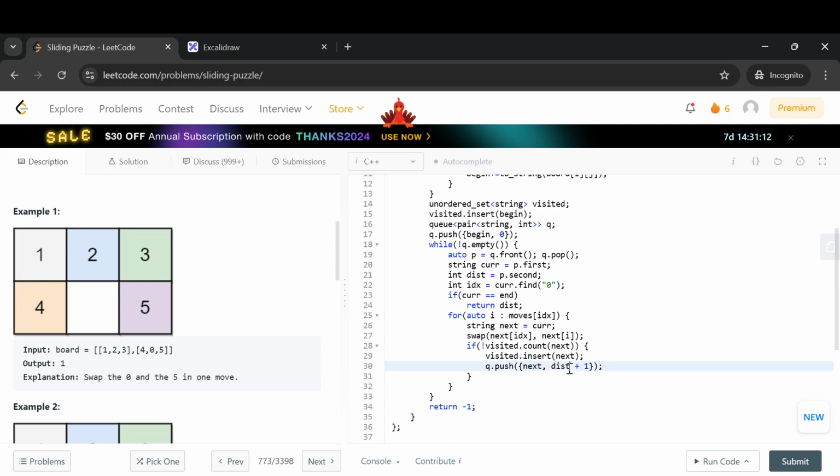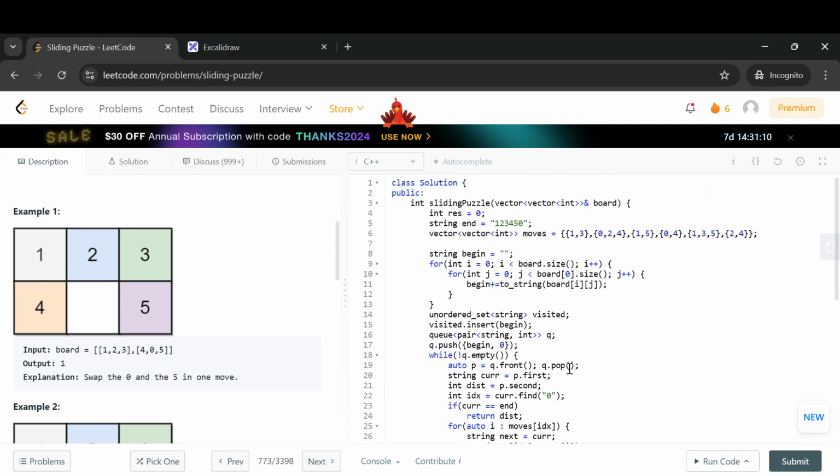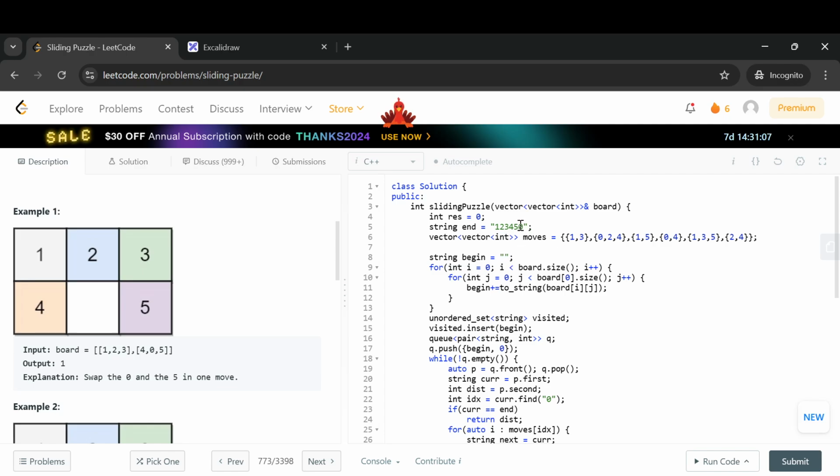So the code is pretty straightforward. You can simply go through the code. So yeah, that's pretty much it.